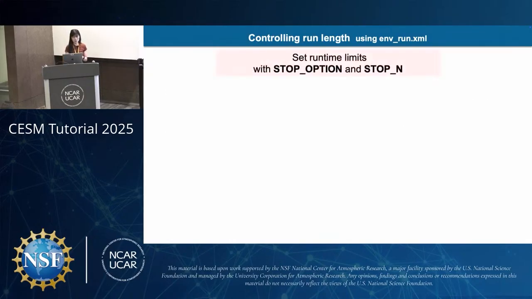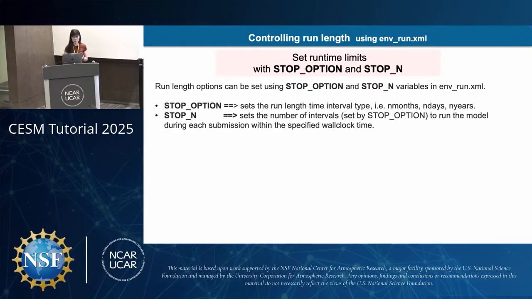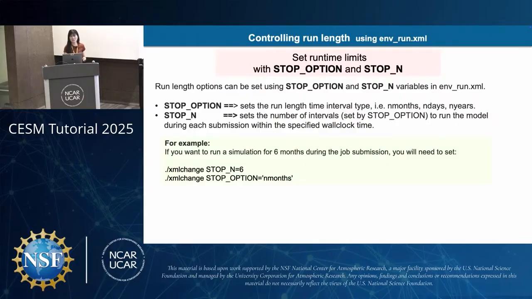The first two variables I want to introduce are stop option and stop n. The run length options can be set with these two variables in the env_run.xml. Stop option sets the run length time interval type. For example, it could be n months, n days, n years, etc. And stop n sets the number of intervals. For example, if you want to do 6 months of simulation, you can set stop option as n months and stop n as 6, right?